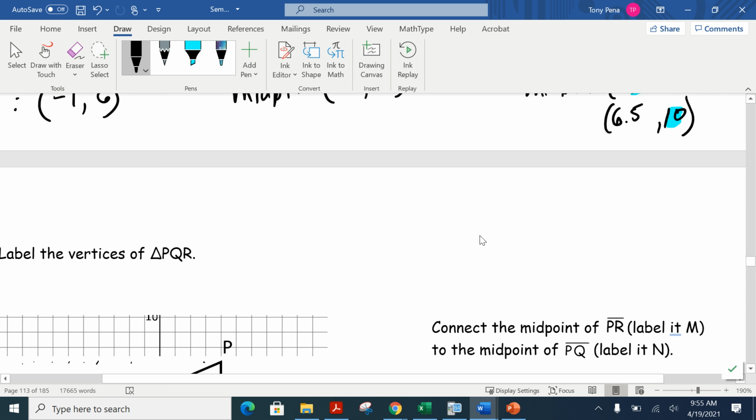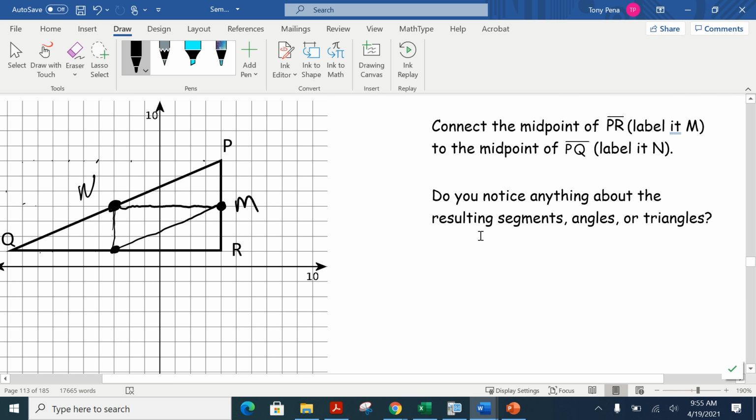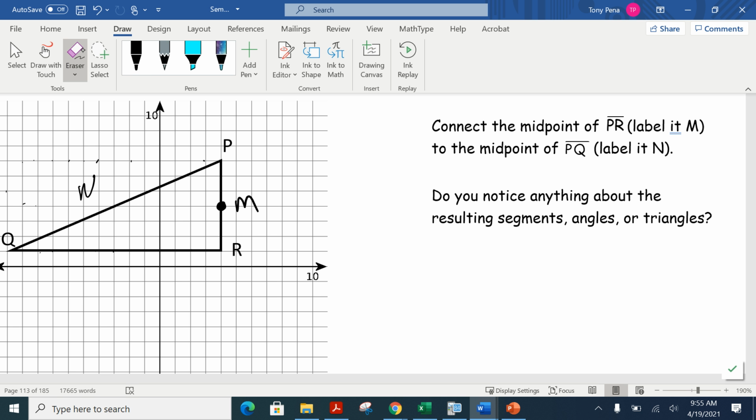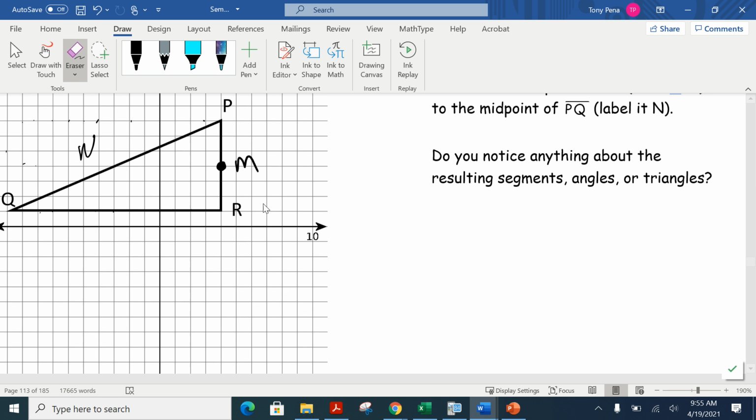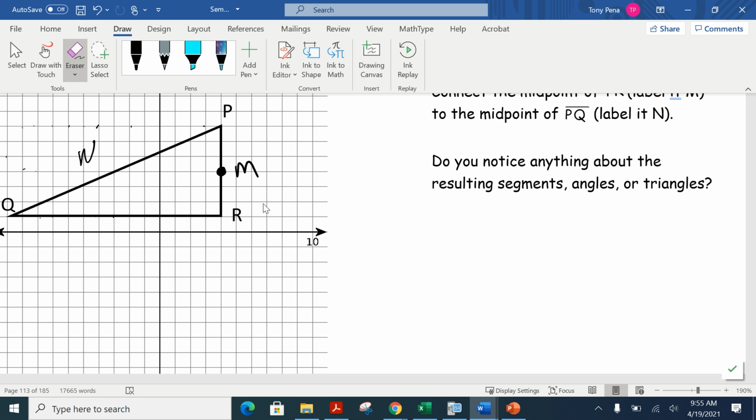All right, so next page. Oh, I already did it. Don't look at that yet. The reason I had to do it, I was like, what's the midpoint theorem again? So I had to remind myself a little bit what's supposed to happen here.